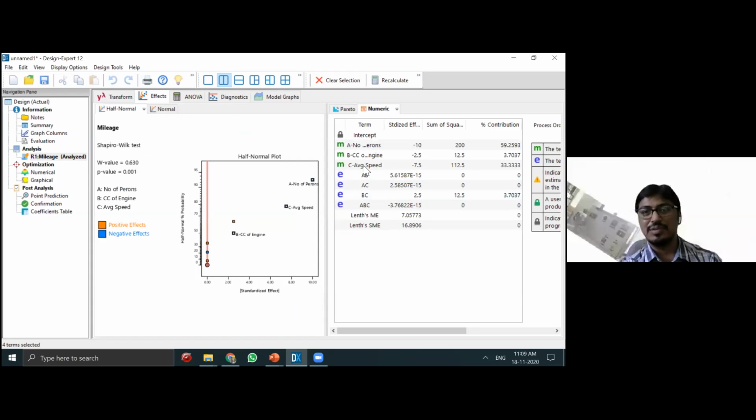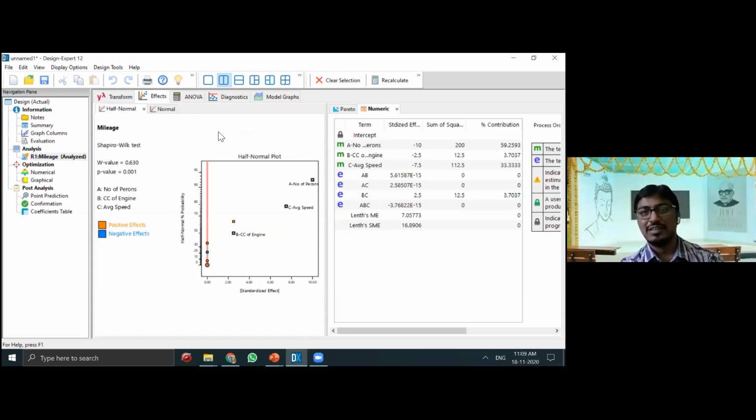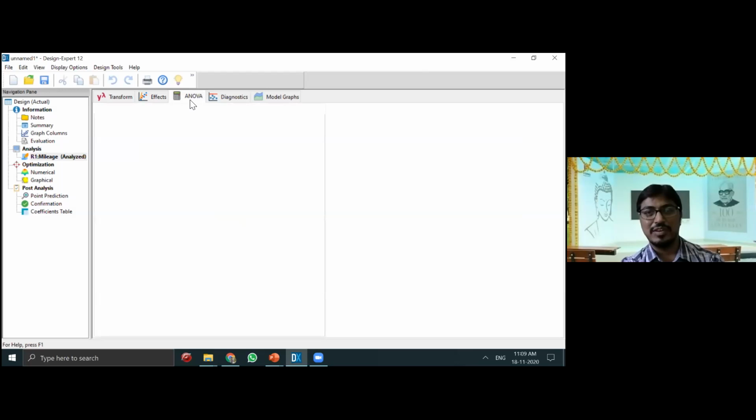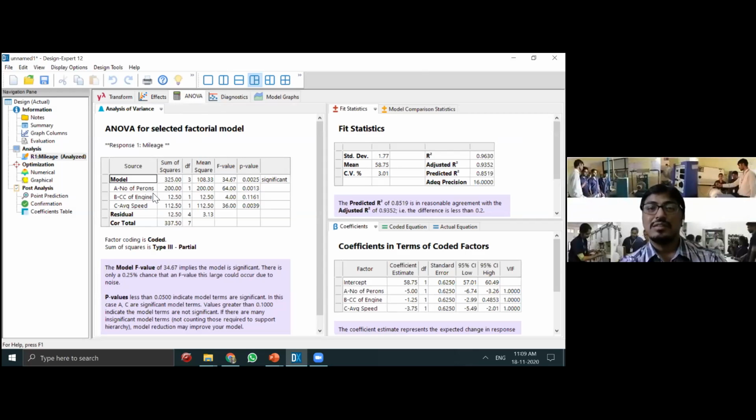So at present, what I'm doing is I am taking only 3 main factors. That is number of persons, CC of engine, and average speed. These 3 only I want to know, because this is my basic study, and I want to only know the effect of the factors. I don't want their interaction effects on the response. So if I go back now to the ANOVA, yeah.